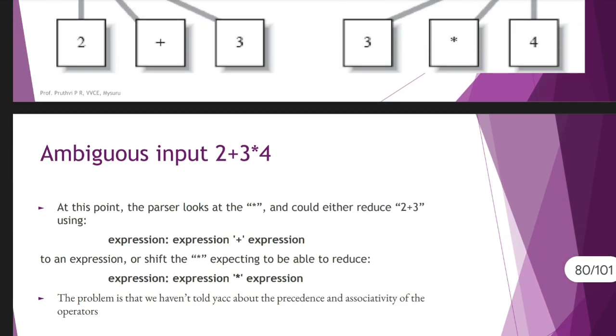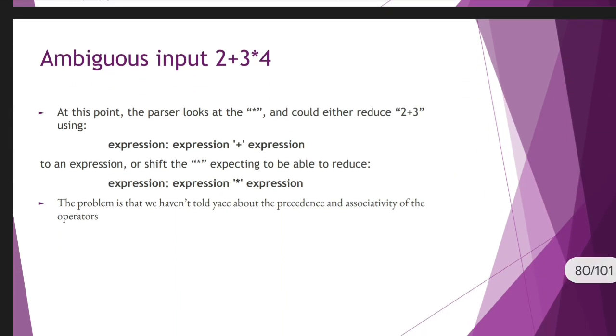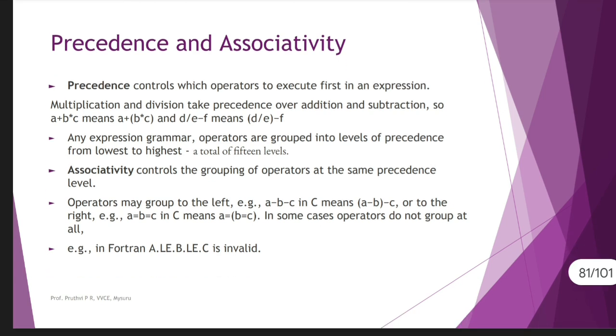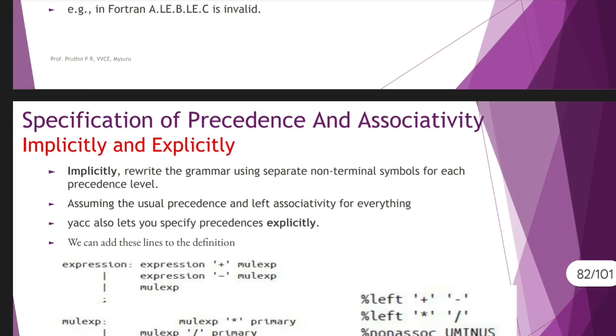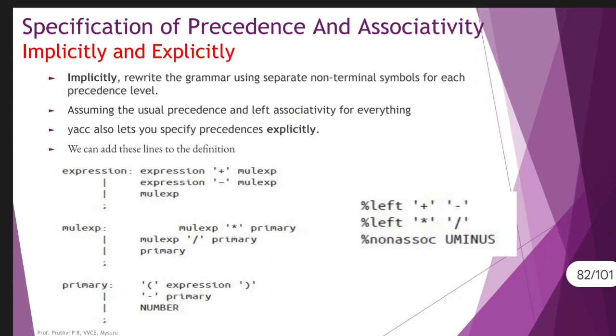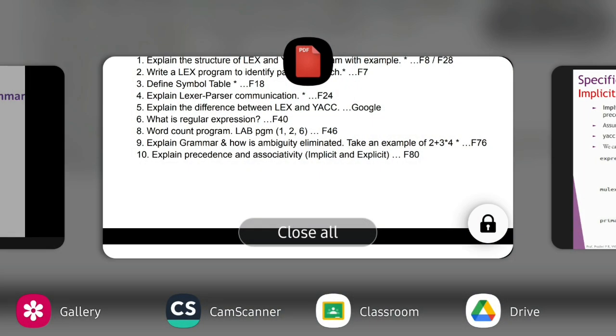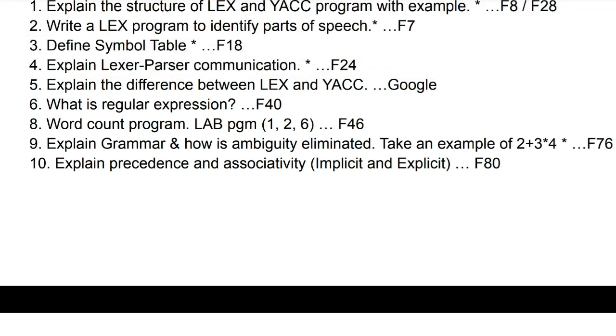How to resolve these possibilities? By using the precedence rules or disambiguity rule. Here I got the precedence and associativity given. You can go to this as well. And implicit and explicit associativity: one is the inbuilt, the other you are specifying separately. So both the options are possible. About that only, you have to write how it is eliminated.